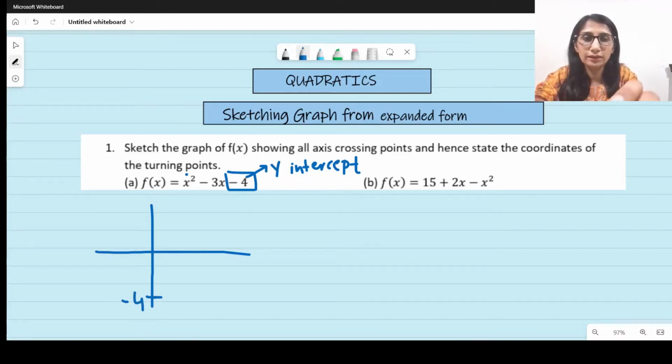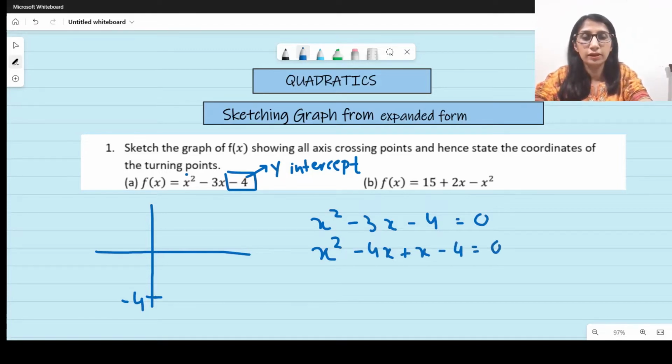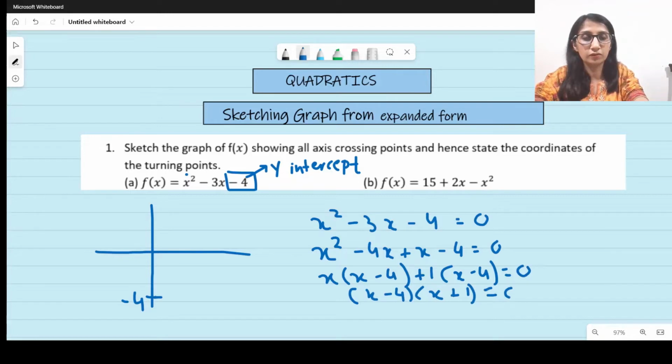Okay, now I need the x-intercepts. So for that, I'll solve the quadratic equation. So x square minus 3x minus 4 is equal to 0. I'll use factorization in this case. So x square minus 4x plus x minus 4 equals 0. x is common, x minus 4, and then plus 1 is common, x minus 4 equals 0. So the factorized form is this, which gives us the two roots of the equation, x is equal to 4 and x is equal to minus 1.